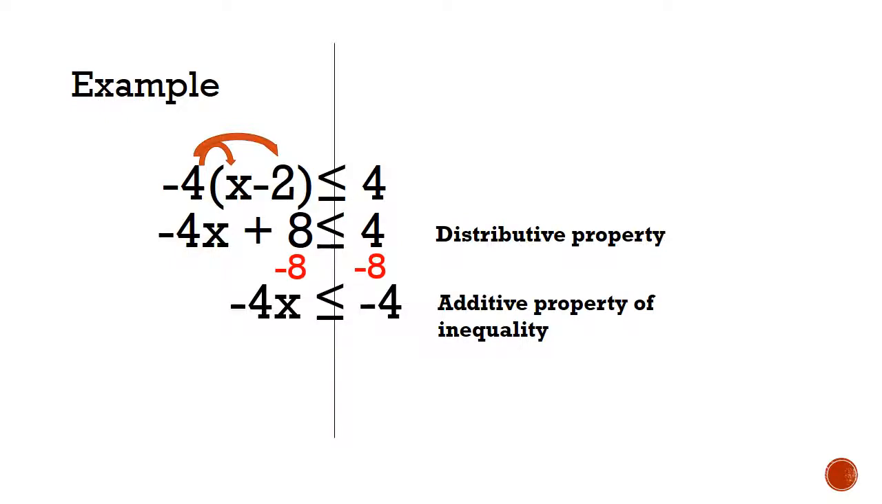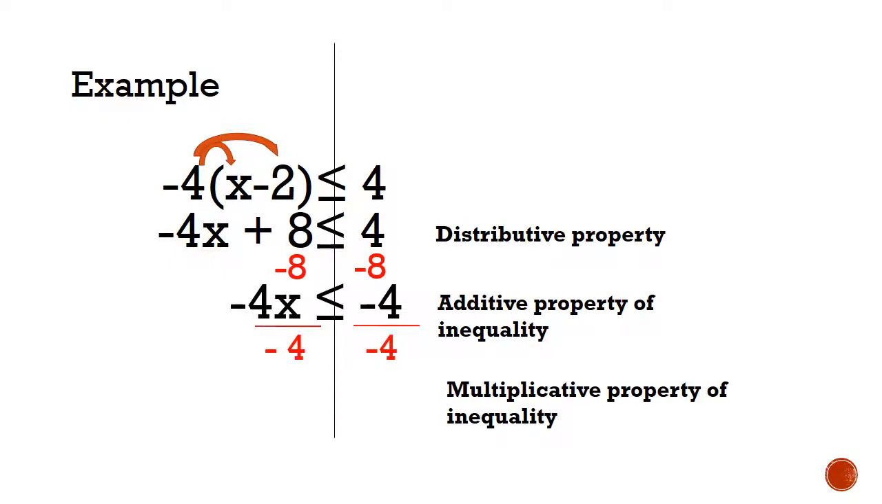And this is a one-step inequality. All I need to do now is to use the multiplicative property of inequality by dividing both sides by negative 4. Now remember, we said that at this point there is a difference between solving equations and solving inequalities when we divide or multiply by a negative number. When we multiply or divide by a negative number, we need to flip the sign of the inequality. So instead of less than or equal to, now we have greater than or equal to. And the final answer is x is greater than or equal to 1.